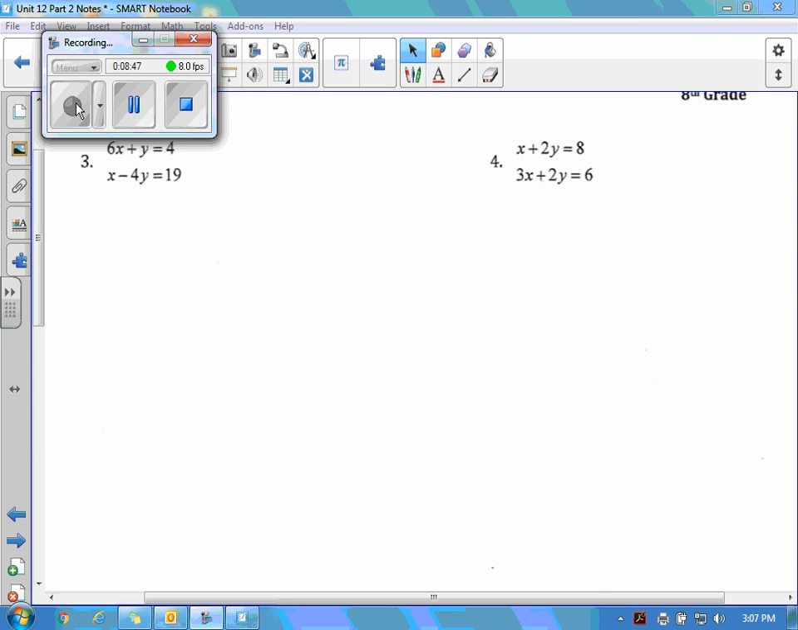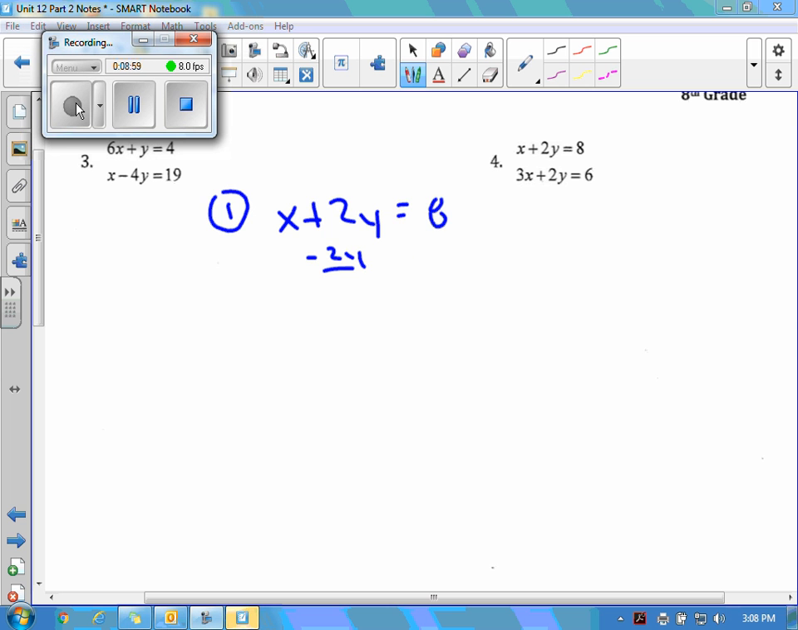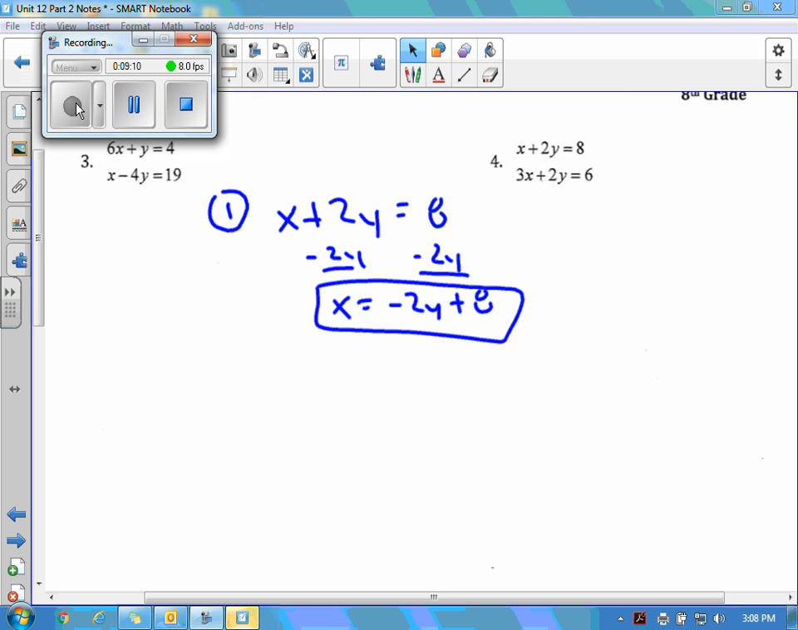Looking at the last example, okay, my first step is to solve one of the equations for one of the variables. I'm going to solve the top one because I already see that x has a coefficient of 1. So I'm going to subtract 2y from both sides. I'll end up with x equals negative 2y plus 8. So that's my first step. Solve one of the equations for one of the variables. Second step is to take that expression and plug it into the other one.